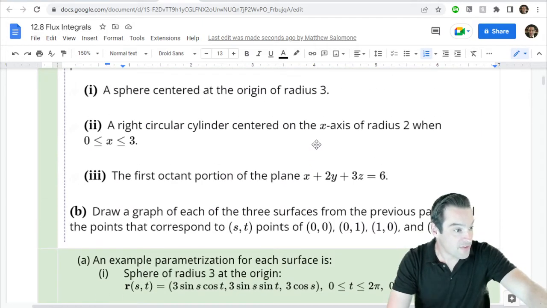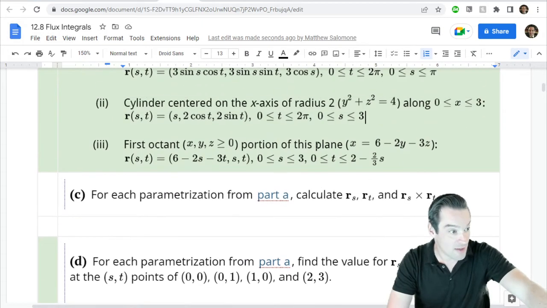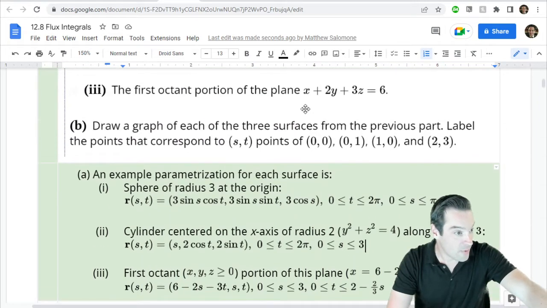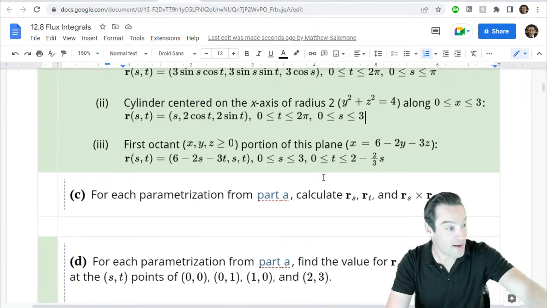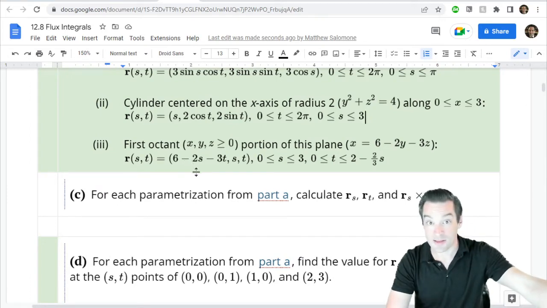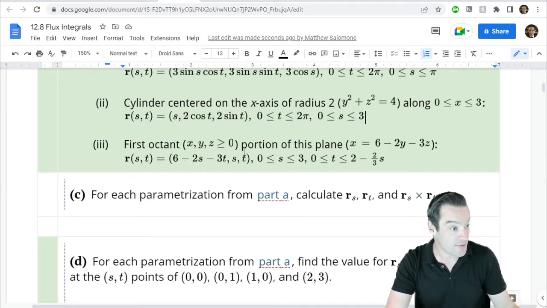This piece of plane in the first octant is a little bit challenging. We can write the equation for this plane by solving for any of the variables in terms of the others. So to avoid fractions, I decided to solve for x. So x is 6 minus 2y minus 3z. And so as a parameterization, I'm using y and z as my parameters. So y equals s, z equals t, and then x is 6 minus 2s minus 3t.